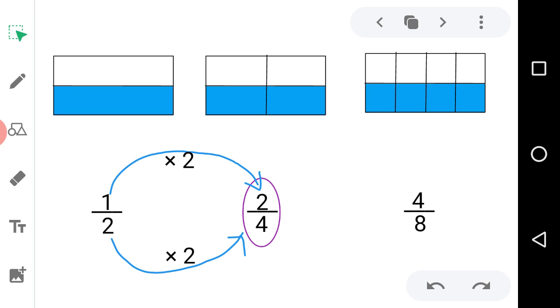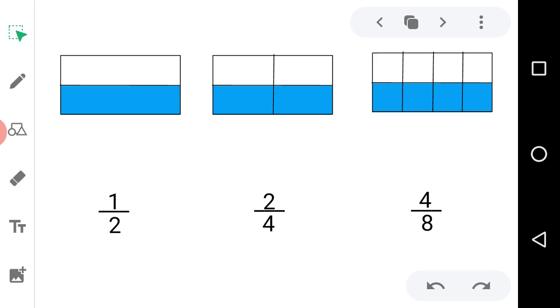Now see here, 4 upon 8. If we multiply 2 by 2, 2 2s are 4, so we get 4. And if we multiply 4 by 2, we get 8. So we get an equivalent fraction by multiplying the numerator and denominator both by the same number. If we multiply the numerator by 2, we need to multiply the denominator by 2, not by some other number.